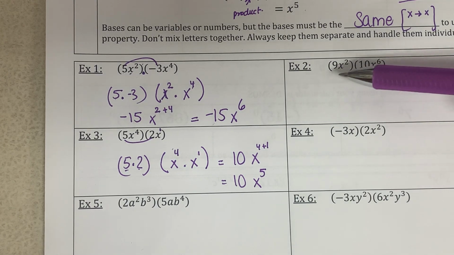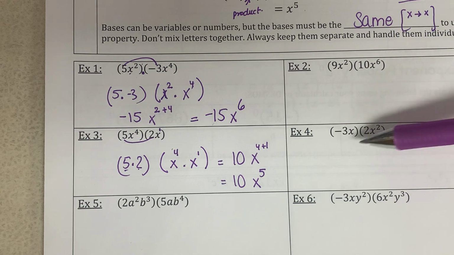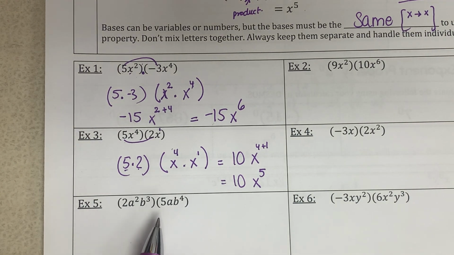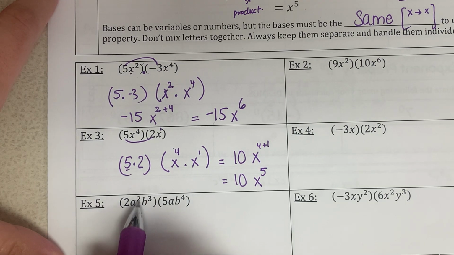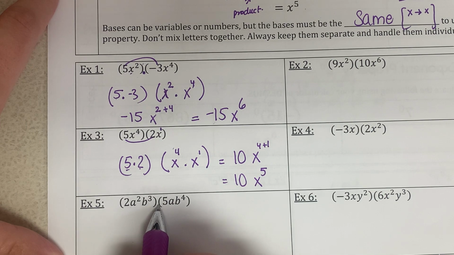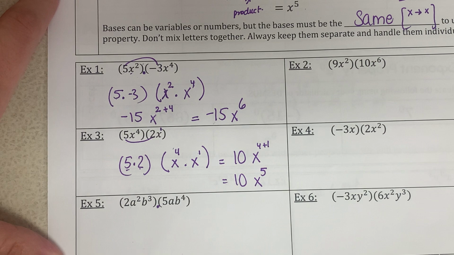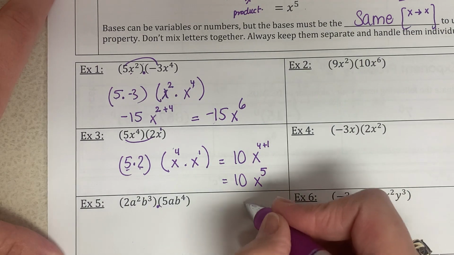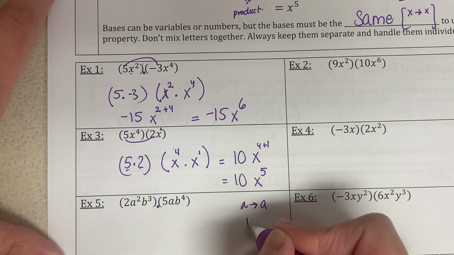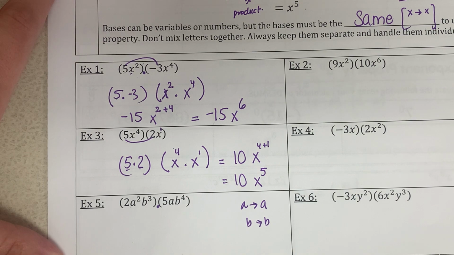You should be able to do number 2 and number 4 example by yourself. I'm going to do number 5, so you can do number 6. 2a squared b cubed times 5ab4. First thing, pay attention. You have two different bases. You have a and b. So a should go with a. B should go with b. You can't mix and match.